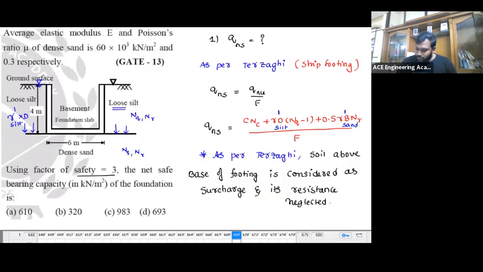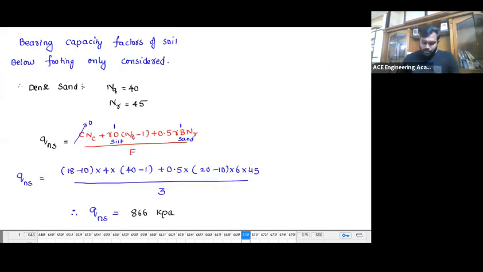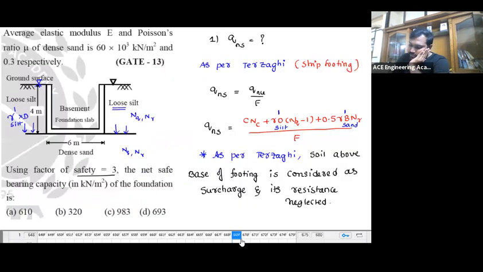So the answer should be 866, but there is no such answer in the options. Actually, the proper procedure is this one, but the examiner has given the question wrongly. He clearly asked about the net safe bearing capacity, but whatever answer he has given is for the safe bearing capacity.